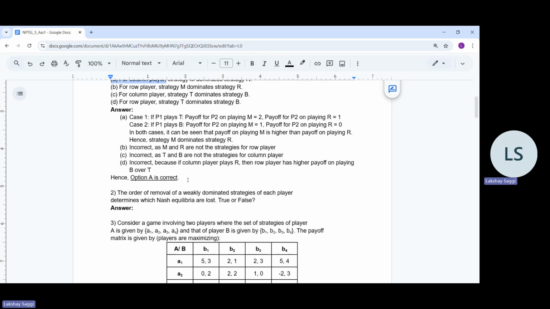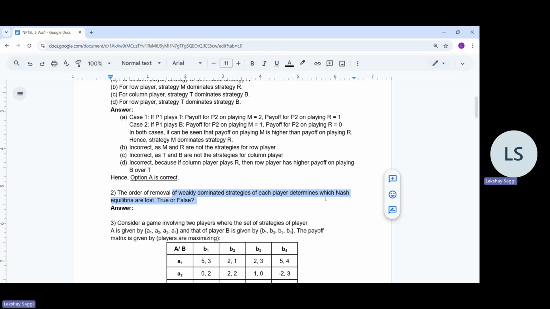So the second question is a true or false question. Since there is no one in the meeting, I would have liked some people to try to answer this question first before proceeding to its answer directly. So maybe I'll just discuss the answer directly. So the question says: the order of removal of weakly dominated strategies of each player determines which Nash equilibria are lost. So is this statement true or false?